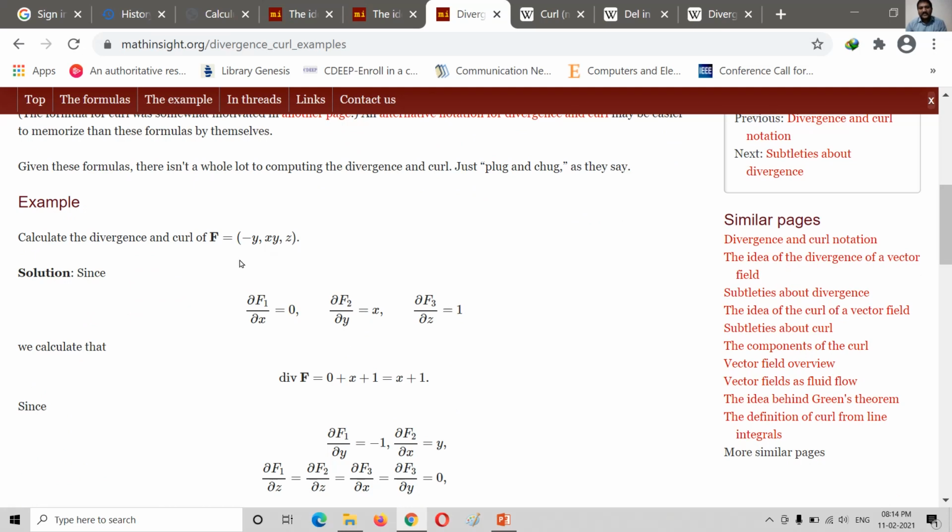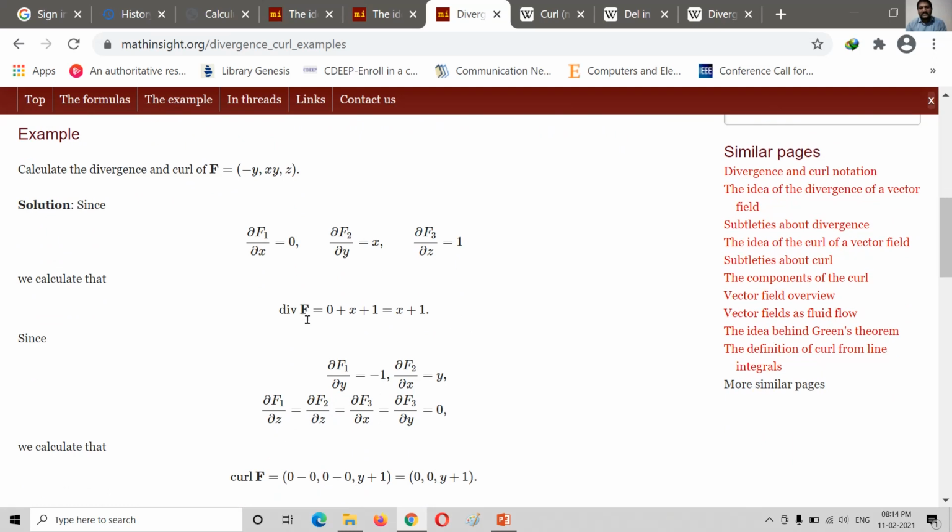Now we can calculate del by del x of F1, which equals 0, because here F1 equals minus y, and del by del x of y will be 0. Similarly, del by del y of F2 comes out to be x, and for the third one the value comes out to be 1. Therefore, finally the divergence of F will be 0 plus x plus 1, equals x plus 1.